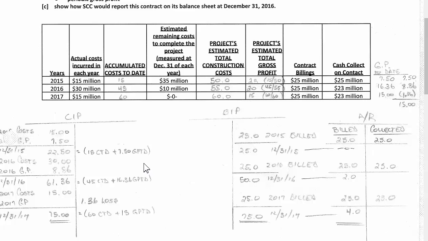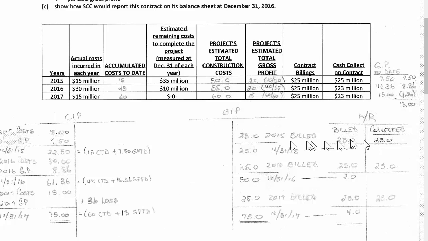Okay, so as you first start one of these construction in progress accounts, make 3 T accounts. One for CIP, construction in progress, one for billings in progress, and one for the accounts receivable. The construction in progress will show costs to date plus gross profits to date. The billings in progress will accumulate how much the customer has been billed to date, and the accounts receivable will show the net of the amounts billed compared to the amounts that have been collected in cash.